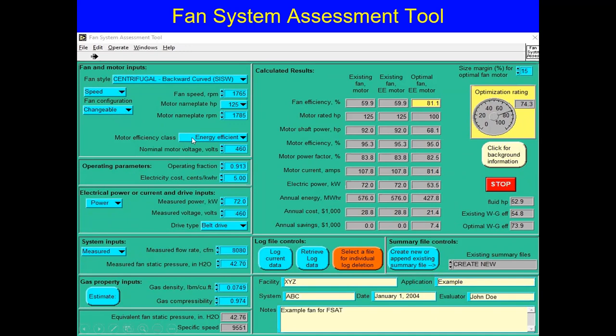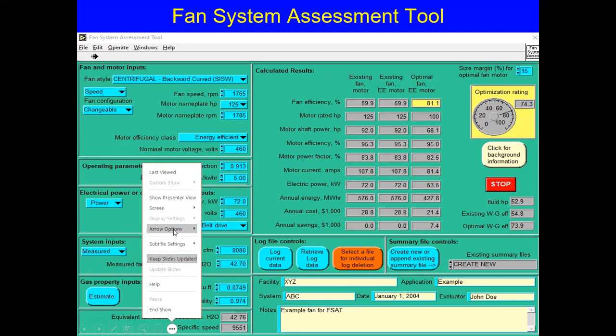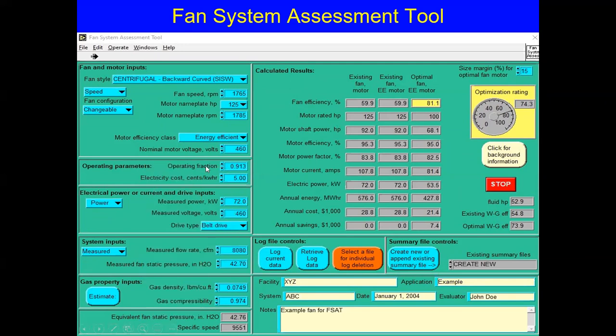You indicate a motor efficiency class, energy efficient, standard, whatever. A nominal motor voltage, probably 460, unless it's medium voltage. Operating parameters, this is 8,000 divided by 8760, the fraction of the year. And this is the electrical cost. Let me tie down my marker here. I shouldn't have gotten out of this. Okay. 5-cent electricity is what we're simulating here.